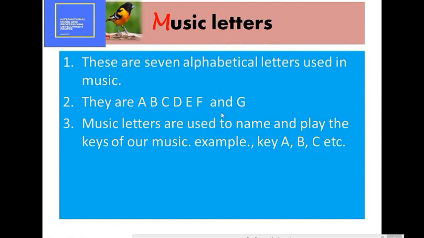Okay? You know, in music we have key A, key B, and all that. So we are going to be using that while learning how to play our recorder. We're going to be using these keys: key A, key B, key C, and key D. So it's important to know and be confident with your musical letters, because we are going to use these musical letters to name and play the keys of our music.